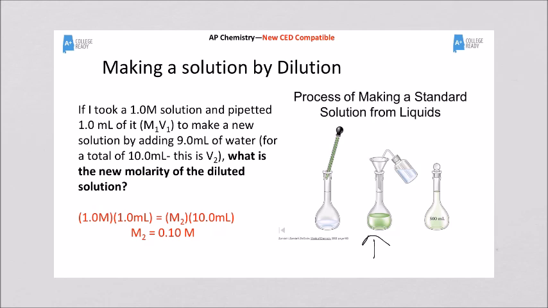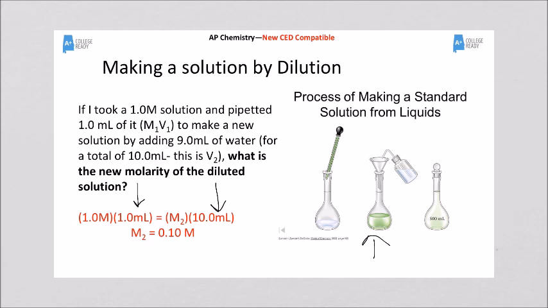So notice I just set this up. I divided by 10, and notice this is an example where volume, as long as these volume units are the same on both sides of the relationship, they can be in milliliters. If you want to change them to liters, you can. It's not necessary in this case. So notice when I divide by 10, I just get 0.10 for my molarity.